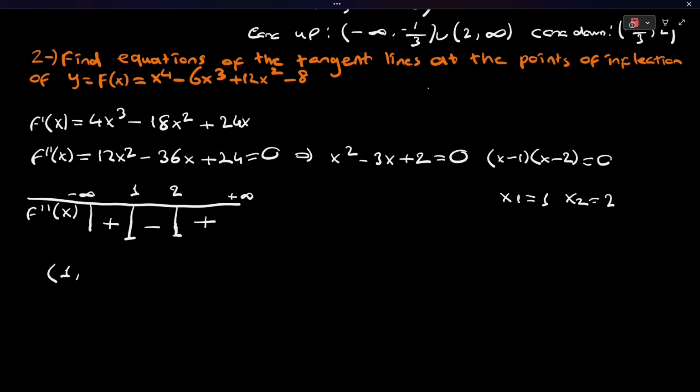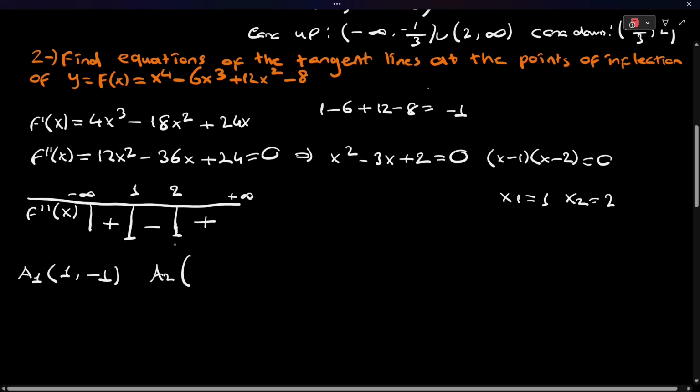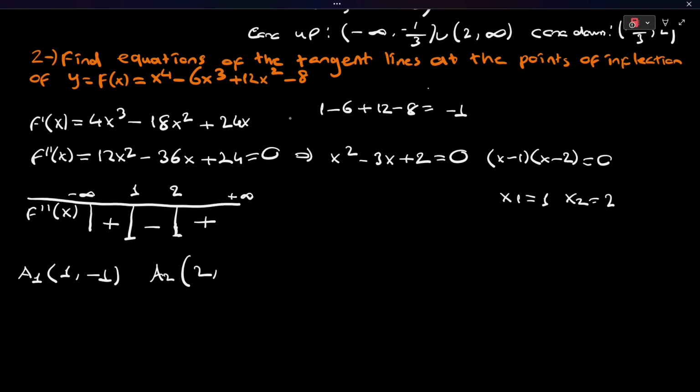Our first inflection point is 1. 1 minus 1 minus 6 plus 12 minus 8. 6, 6, 7, negative 1. Our first inflection point, let's call this point A1. We don't need to write, let's write like this. And the point A2 is 2: 2 to the 4th power, 16, minus 8 times 6, 48, plus 4 plus 48, minus 8 is equal to 8.